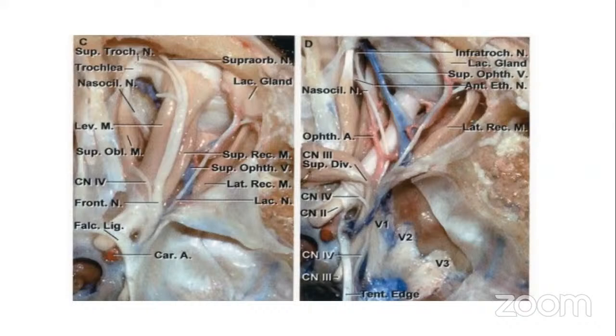The oculomotor nerve passes forward in the wall of the cavernous sinus. The trochlear nerve passes forward in the wall of the cavernous sinus between the oculomotor and ophthalmic nerve and turns medially at the superior orbital fissure to pass above the levator muscle.